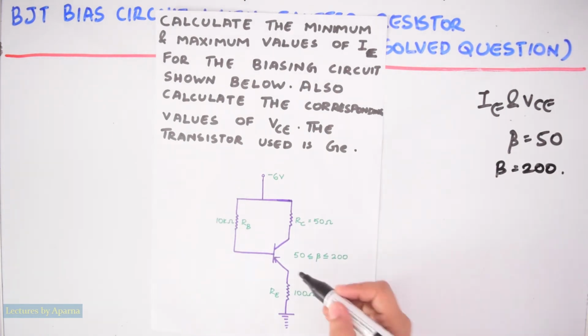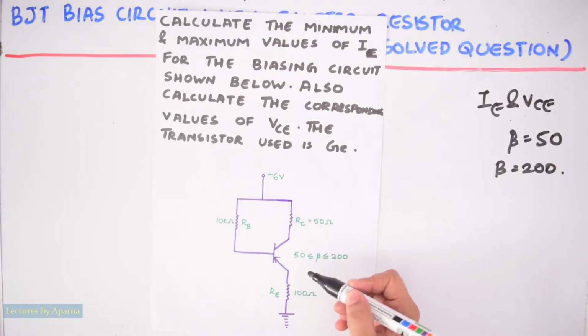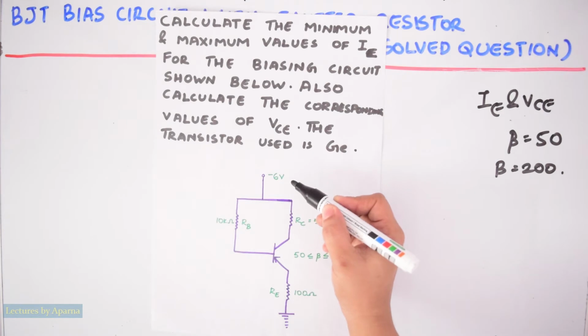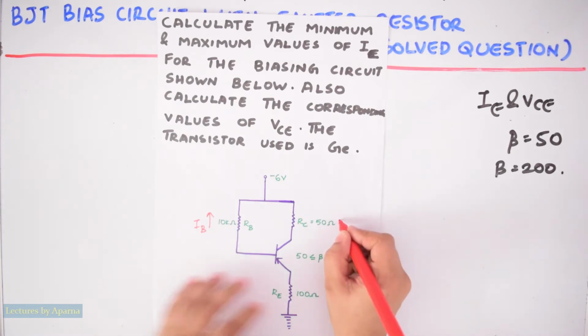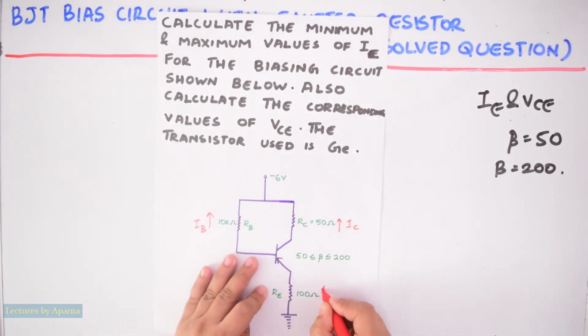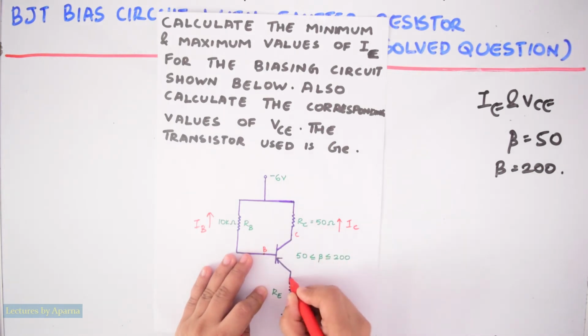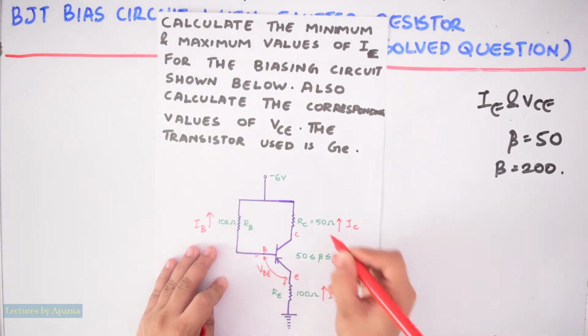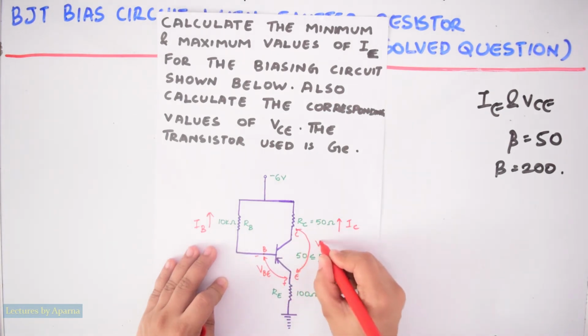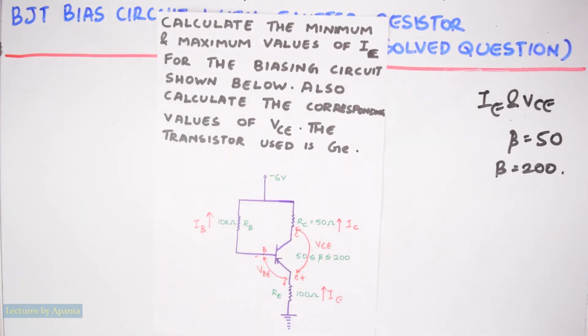We should note that this is a PNP transistor and it is a negative voltage that is connected here, minus 6 volt. The current through RB is IB, current through RC is IC, the current through RE is IE. This is the base, this is the collector and this is the emitter terminal. Voltage across base and emitter terminals is VB. This voltage is VC. All directions will be reverse in PNP transistor compared to NPN transistor.